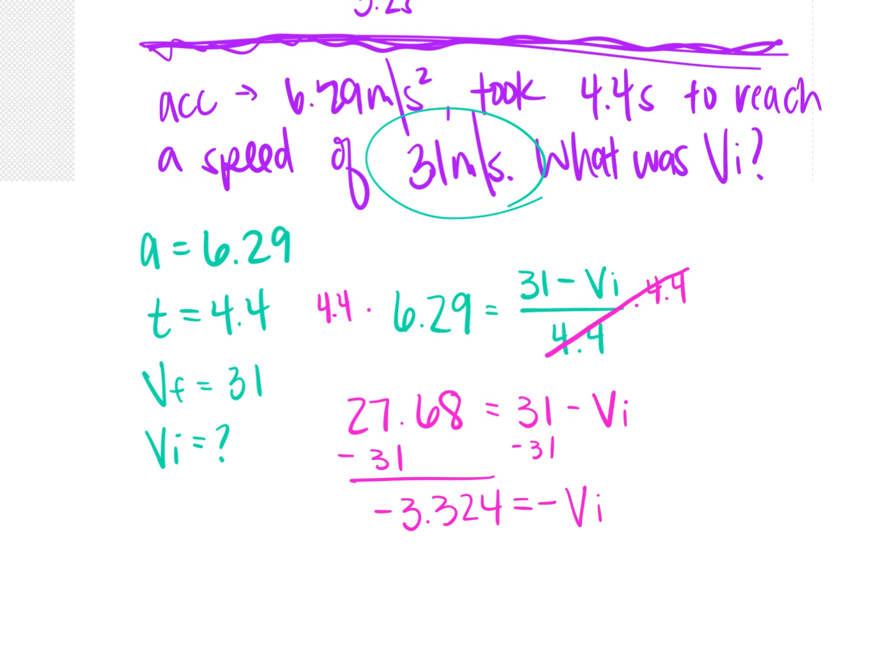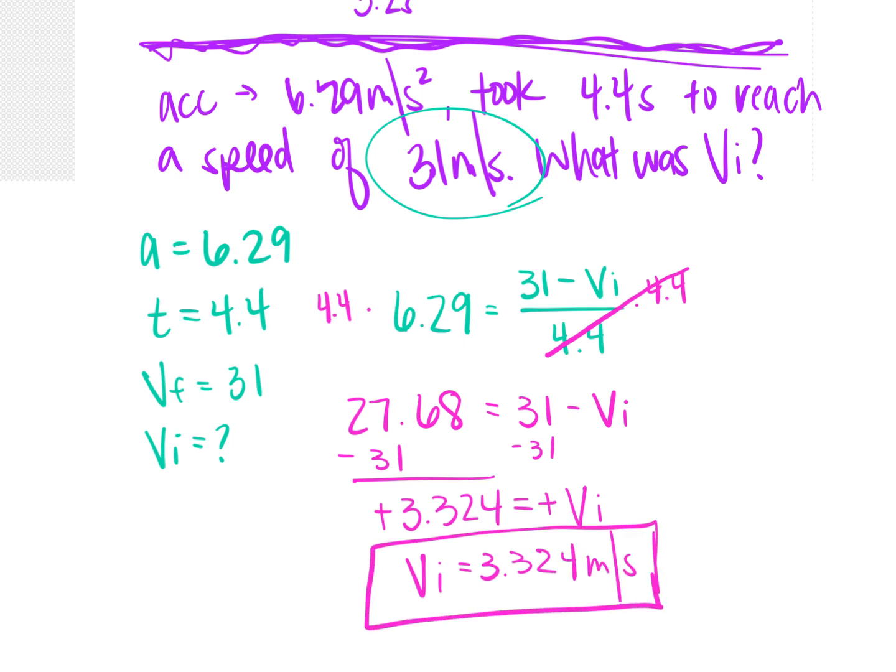So then if I have a negative on both sides, what can I do? I'm essentially dividing by negative 1, right? I'm just going to get rid of that negative. So that means my initial velocity was 3.324 meters per second. And I'm not doing very good with sig figs there, but that's okay. Okay. Do we have questions about the algebra we have to do to make that work?